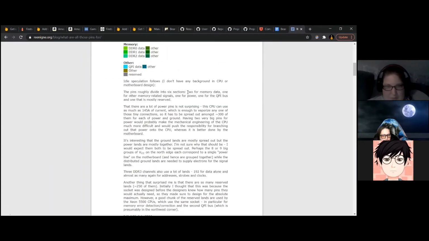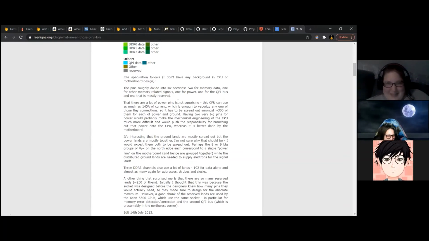Two for memory data, one for other memory related signals, one for power, and one for the CPU bus. CPU bus? And that one is mostly reserved. Is that reserved for the QPI?